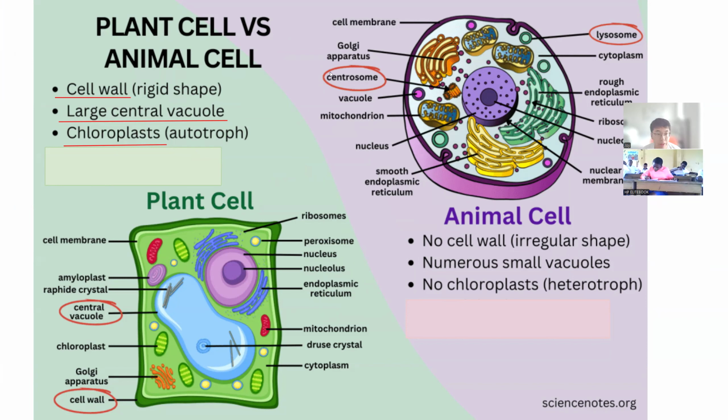So we are ready to begin. Last time we talked about the difference between plant cells and animal cells. Plant cells have cell walls, a large central vacuole, and chloroplasts. Those are the differences between animal cells and plant cells, as animal cells have no cell wall, small vacuoles, and no chloroplast.